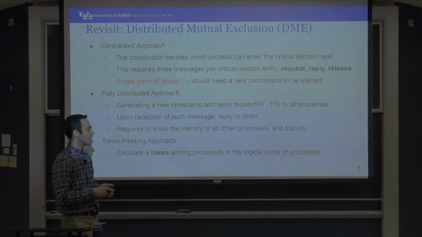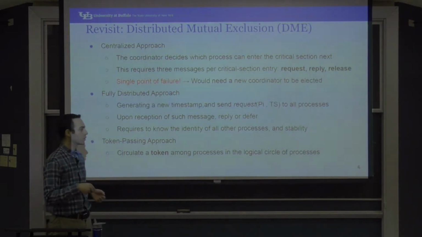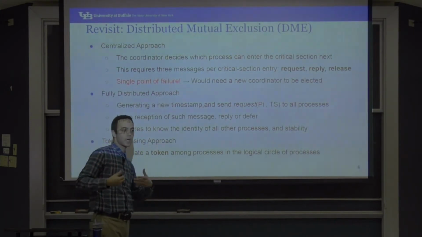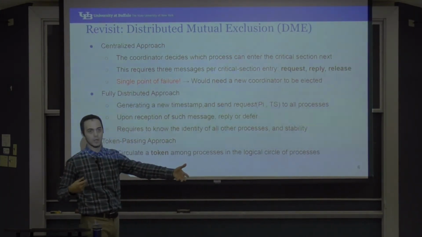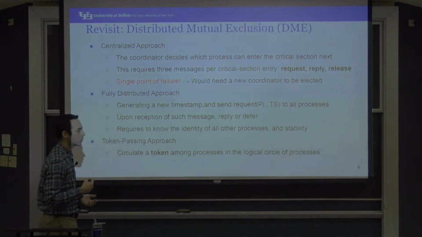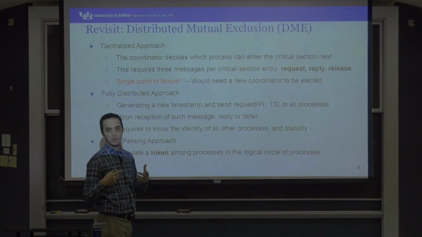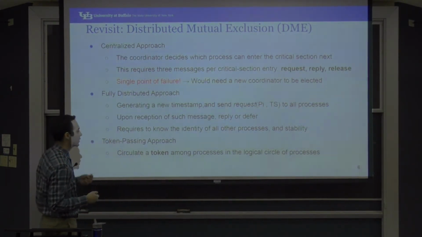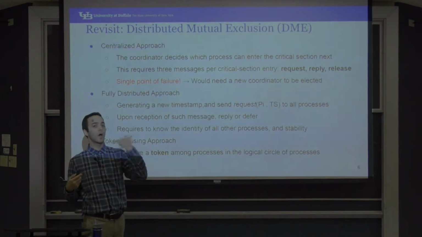And in that case, there should be a logical circle of all the processes. So each process will get the message from one side and then pass the token to the other side. So it goes around all the processes. This way, every now and often, a process will get the token, and then they have the chance to enter their critical section. Otherwise, they have to wait for the token to come by.